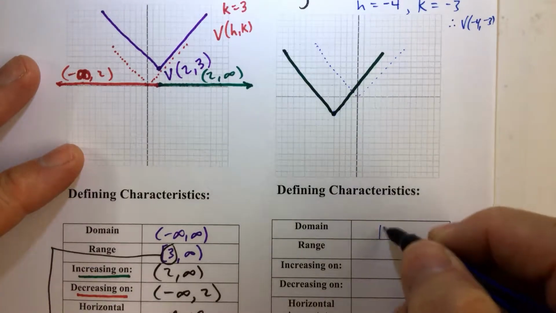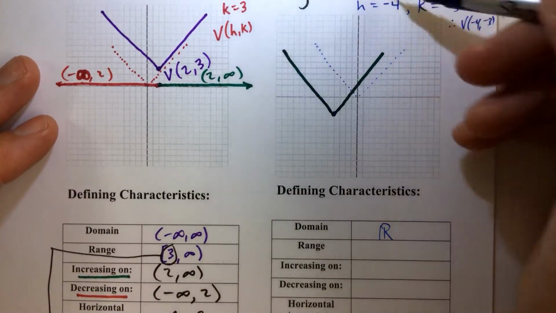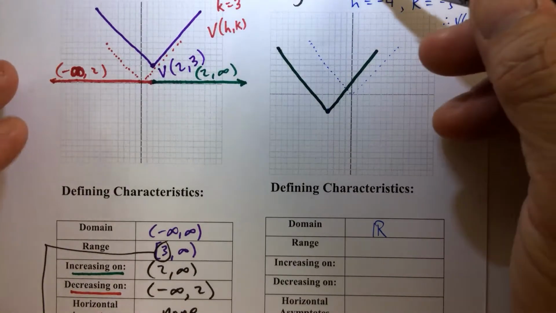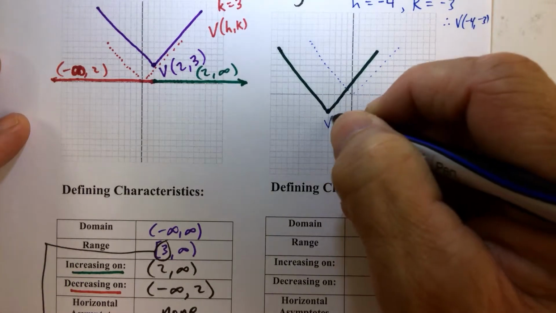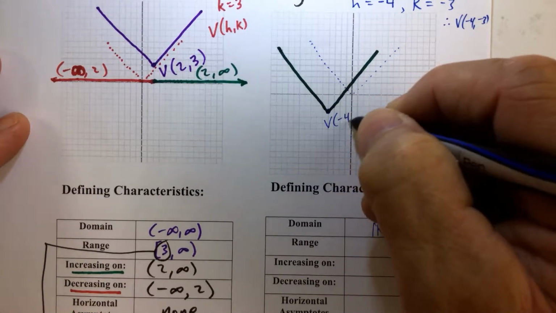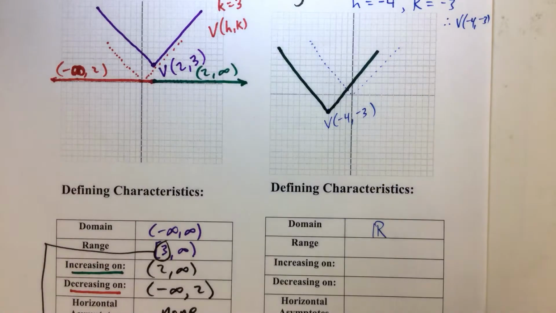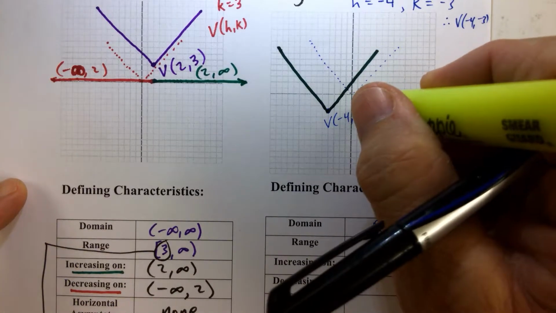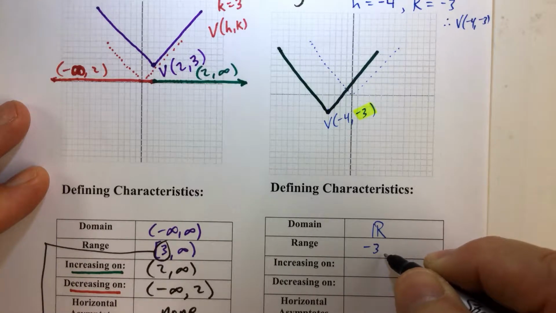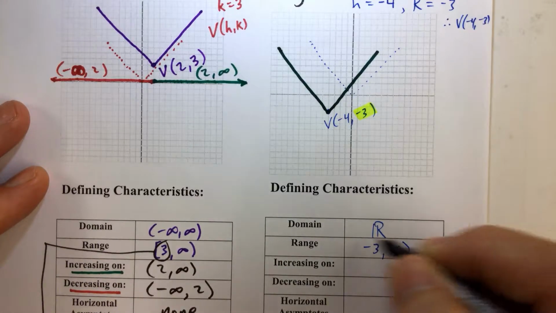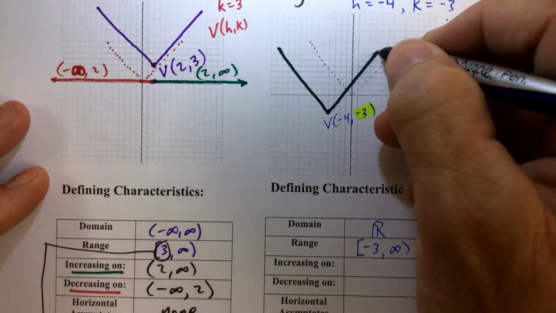We know that the domain is always all real numbers, because you can take the absolute value of any real number and add a number to that and subtract a number from that. The range, on the other hand, if we label the vertex, we know again that the vertex is at (-4, -3). The vertex is going to contain the lowest member of the range. So the vertex is (-4, -3), therefore the lowest y value is -3. The highest y value, there is none, so we say infinity, because this does go on forever.